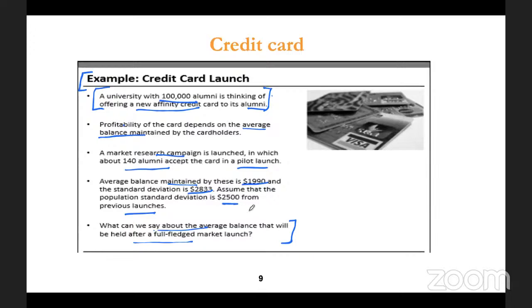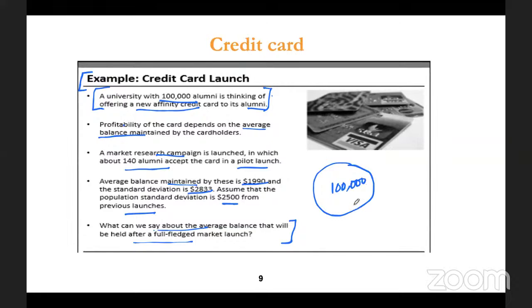Let me explain by taking the numbers, the key terms here. What do we have? We have the population data, 100,000 alumni. Now the university wanted to give a credit card to all these students. But to run this project, they need to generate money from the project itself, right? They wanted to know, if they give the credit card to 100,000 students, what would be the average outstanding balance maintained by these 100,000 students? That is 1 lakh students.